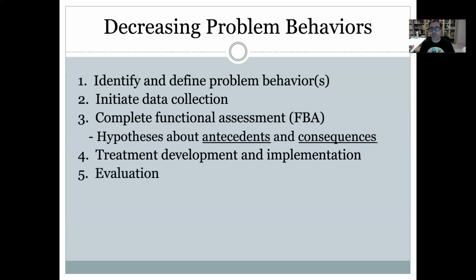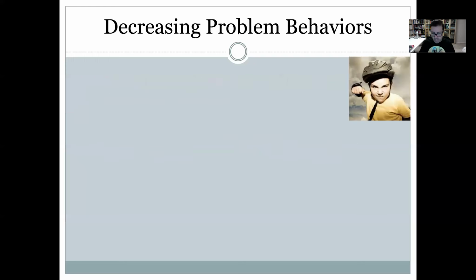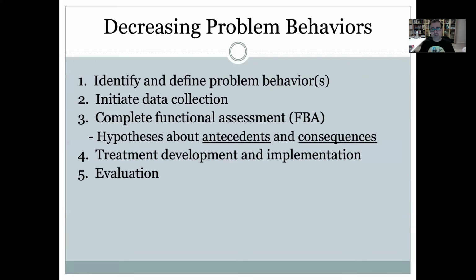Then once you develop and implement the treatment, you're going to be taking data to see if the treatment is working, and that's the evaluation part. So is it working, right? Is it my treatment that is working and nothing else? If the treatment is not working, of course, you're going to have to find out why.